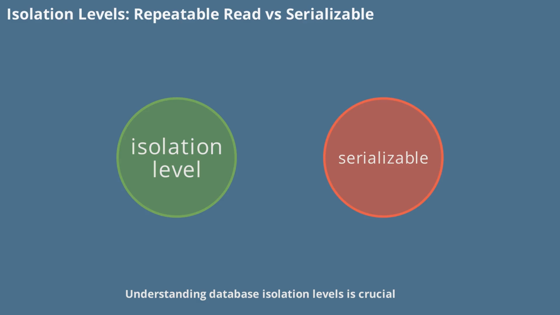Understanding database isolation levels is crucial. What's the difference between repeatable read and serializable? The default isolation level in many databases, like Postgres, allows certain race conditions. Serializable isolation is stricter and guarantees absolute correctness, but can impact performance. Knowing when to increase the isolation level is key to preventing subtle bugs in concurrent transactions.